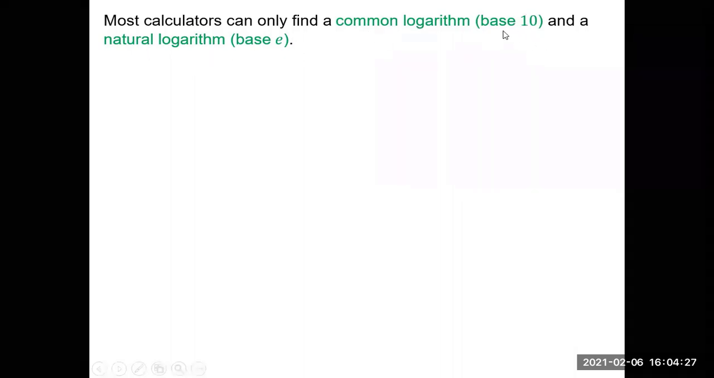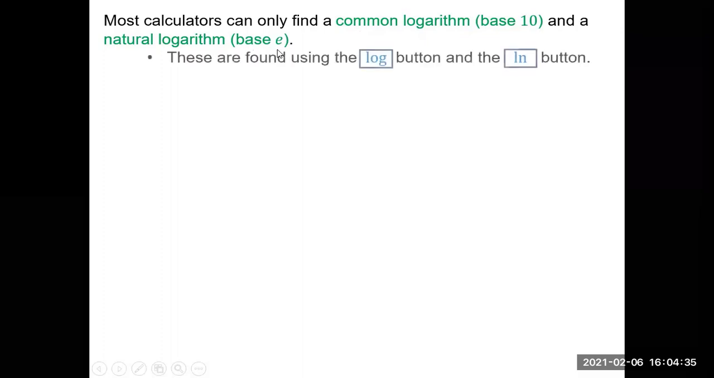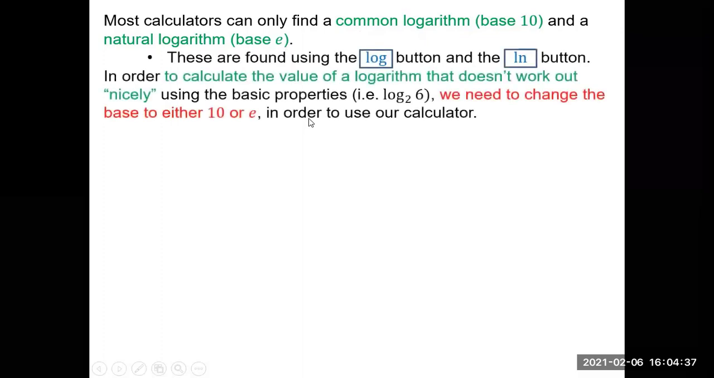So notice that the 2 buttons allow us to simplify logarithms that have a base of 10 or that have a base of e. The problem is, what if I want to use a calculator to find something like log base 2 of 6? If these are the only 2 buttons available to us, I need to somehow change the base to 10 or e so that I can use my calculator.